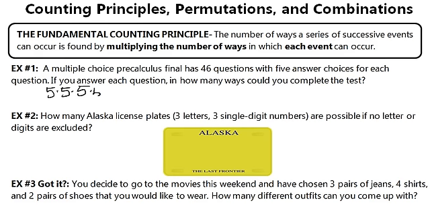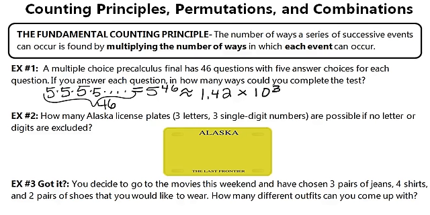And so we can keep on multiplying out until we have 46 multiples of 5, because we have 46 questions and 5 choices for each question. We can multiply that out, and that is approximately 1.42 times 10 to the 32nd. That's huge. That's how many possible ways you can answer the pre-calculus final.